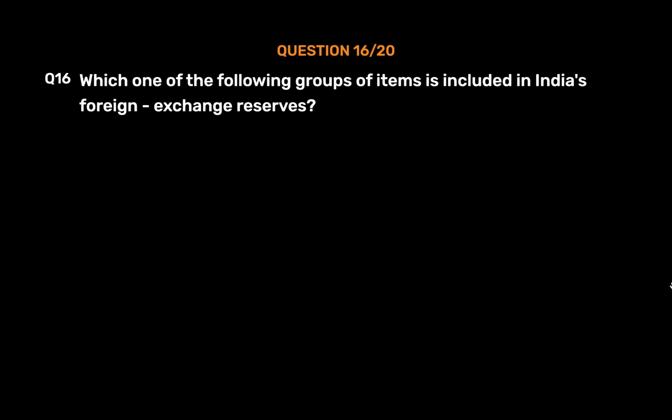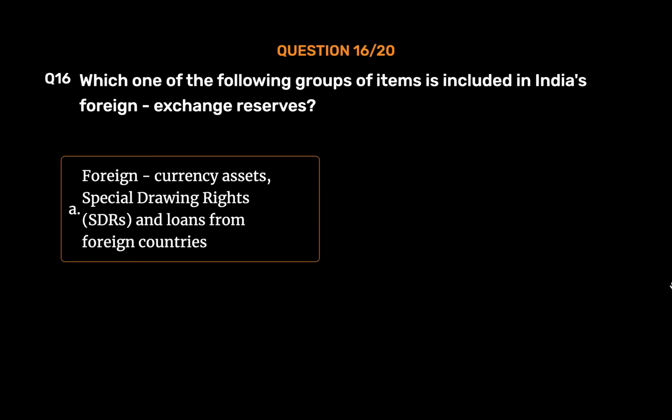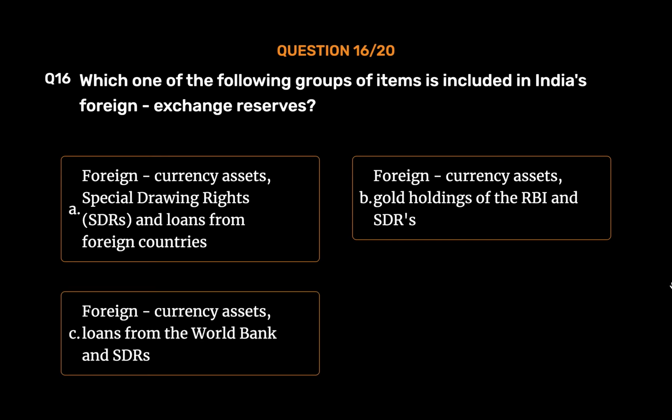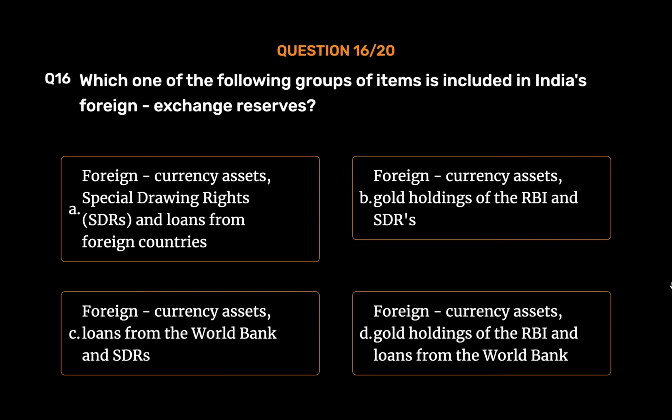Question number 16. Which one of the following groups of items is included in India's foreign exchange reserves? Option A. Foreign currency assets, special drawing rights, ESTs, and loans from foreign countries. Option B. Foreign currency assets, gold holdings of the RBI and ESTs. Option C. Foreign currency assets, loans from the World Bank and ESTs. Option D. Foreign currency assets, gold holdings of the RBI and loans from the World Bank. The correct answer is Option B.